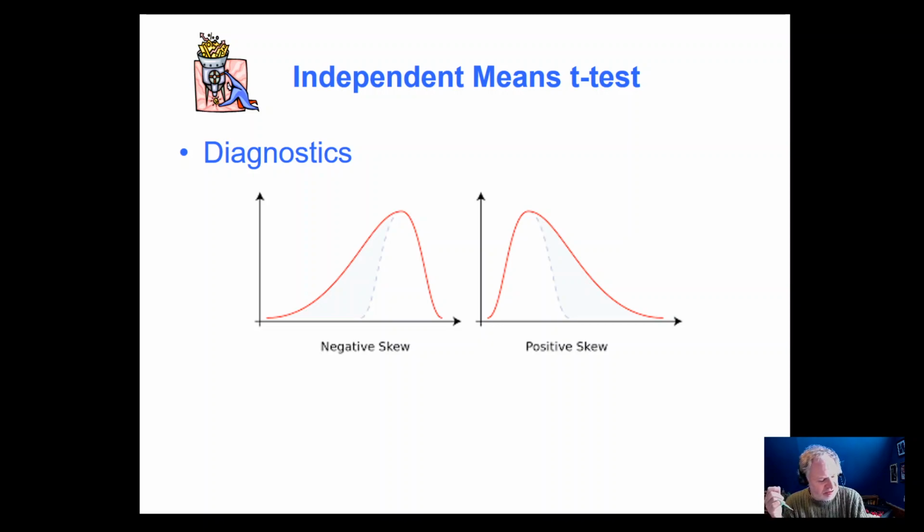And for our smaller sample sizes, we want our groups to be normally distributed. So there's two things we have to look at. Normality: is the data normally distributed, and whether the two variances are relatively equivalent. If the data is non-normal, typically it'll be either a negative skew or a positive skew, as we see in the figure on the screen.